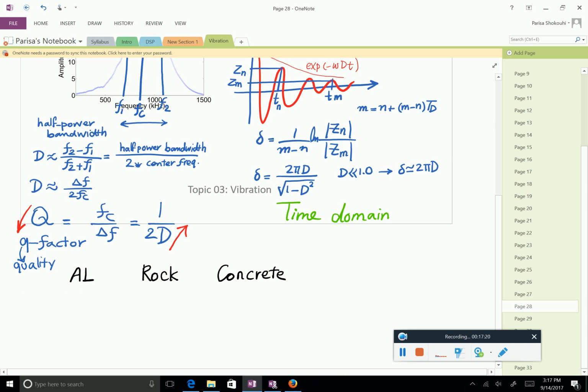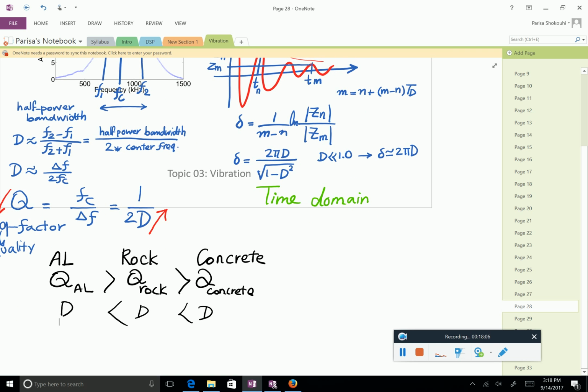So if I rank them in terms of Q factor, the Q of aluminum is larger than the others. Typically, I don't want to go into the details of one rock versus the other. I know some of you know a lot more about that, and concrete depends on a lot of things. So just typically, the Q factor of rock and concrete, based on my experience, rock is a much easier material to work with than concrete. That is because if you look at the damping, it's the opposite order.